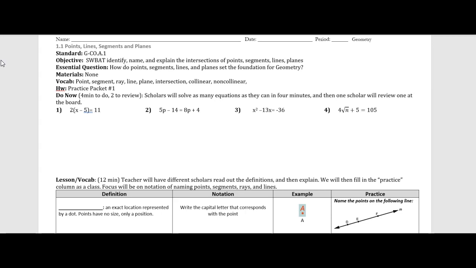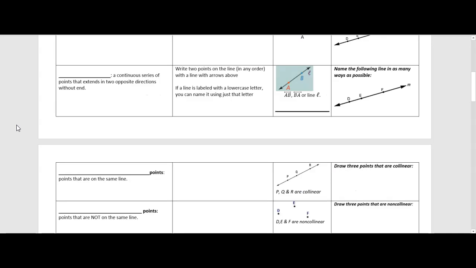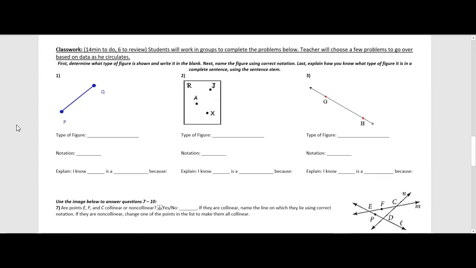In the first part of this lesson, we just went over the definitions and talked about the important parts of each one. Today we're going to focus on some questions that really make us think a little bit harder about these definitions and make sure we know the differences between the different ones. So we're going to go down to the third page.